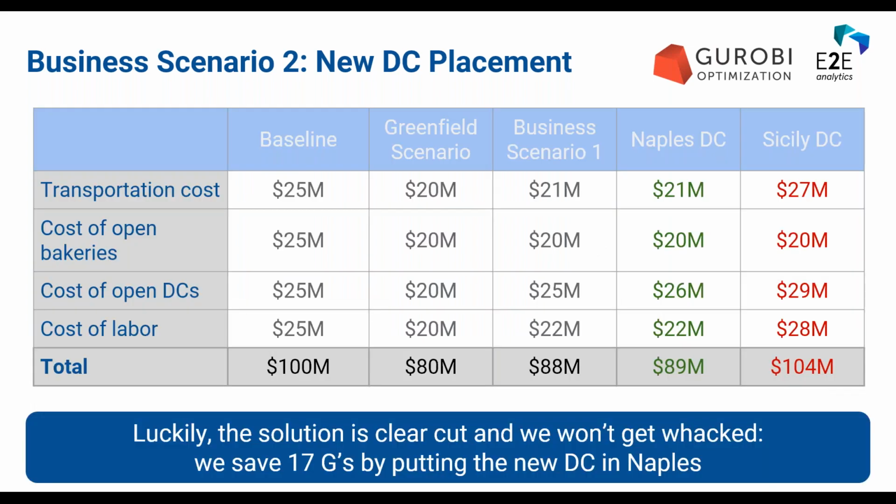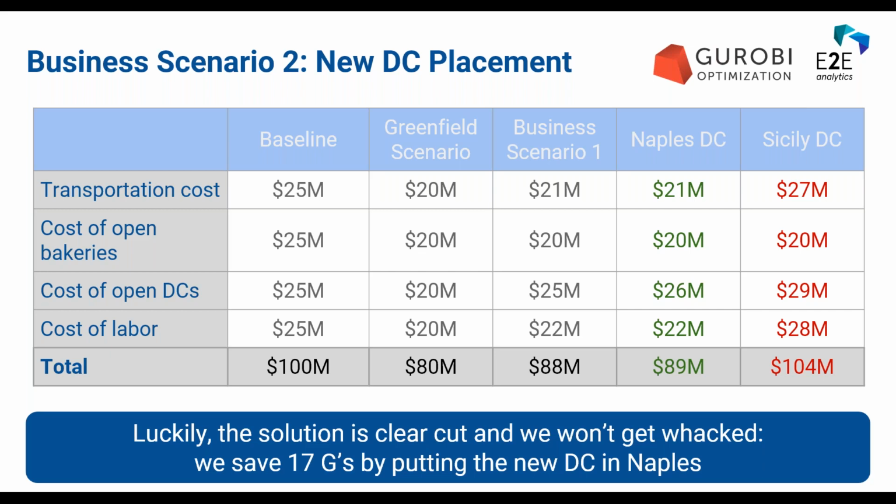All right, so we're going to come back with some analysis on which DC is the right one to open. So you can imagine we can take those 2 DC options and add each new DC and then figure out if we were to add one in Naples, how much does that cost? And if we add one in Sicily, how much does that cost? And we can do a cost comparison. And this is a typical kind of comparison you can look at across all the different scenarios in the end: Baseline, Greenfield, business scenarios, and then adding new DCs, which one is going to be optimal. So here, for choosing a new DC, it's a clear-cut solution. We should place one in Naples, but it might not always be clear-cut.